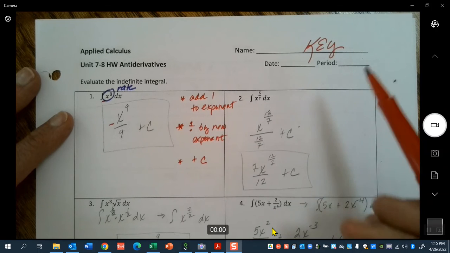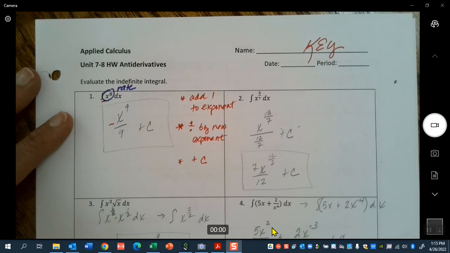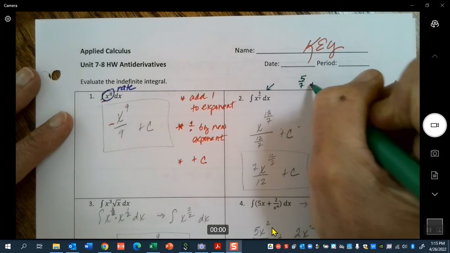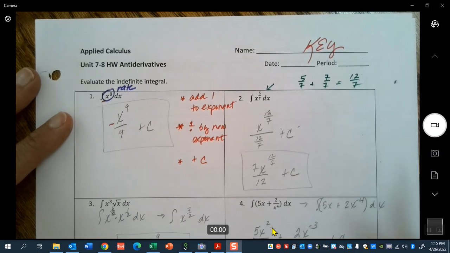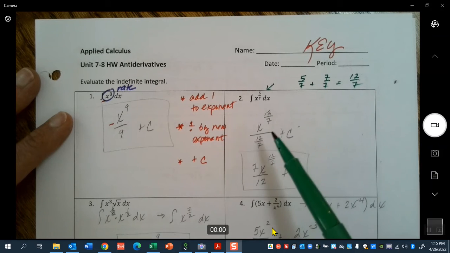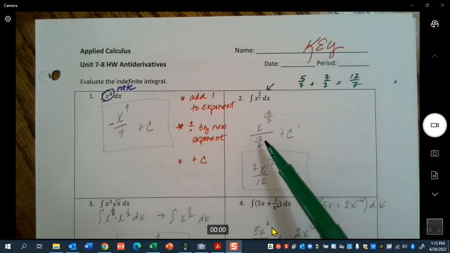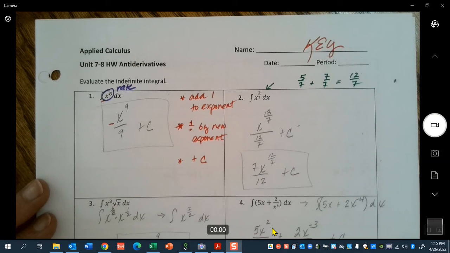Okay, let's take a look at number 2. So if I want to add 1 to 5/7, 5/7 plus 1, that's where I get my 12/7 from. So my new exponent is 12/7, and I divided by my new one. Of course, dividing by a fraction is multiplying by the reciprocal. So that's where my 7/12 comes from.